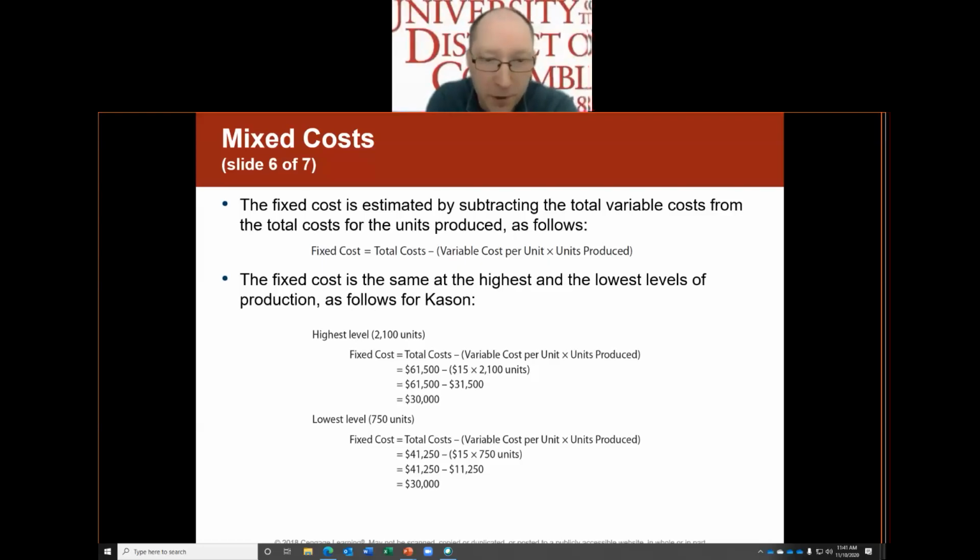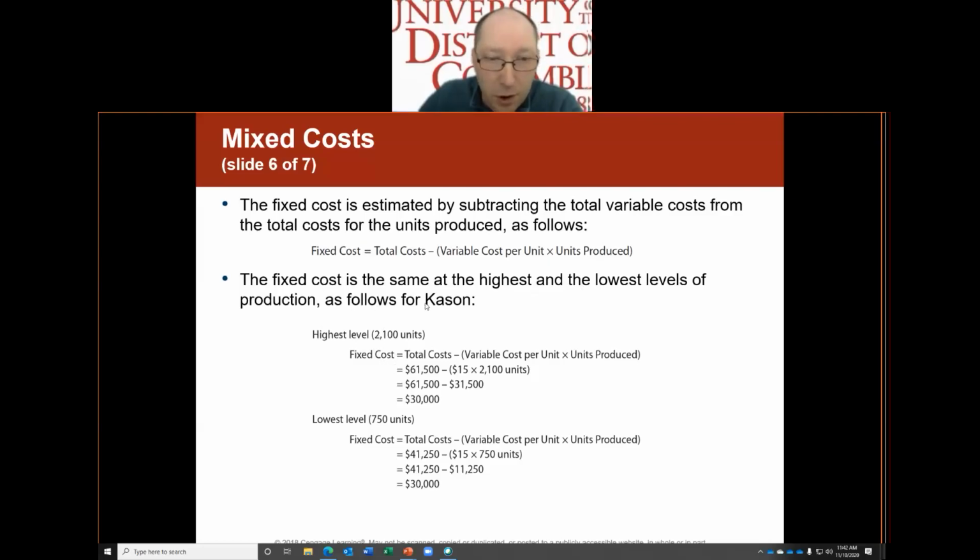So for the rest of you, definitely take note, because this will certainly help with that homework. The fixed cost is estimated by subtracting the variable cost from the total cost. Makes sense, right? That's how you find fixed costs: you take your total cost minus your variable cost. Simple. But you need to know what your variable costs are. To figure out your variable costs, take your variable cost per unit times the units produced. That makes sense. So let's figure out fixed costs.